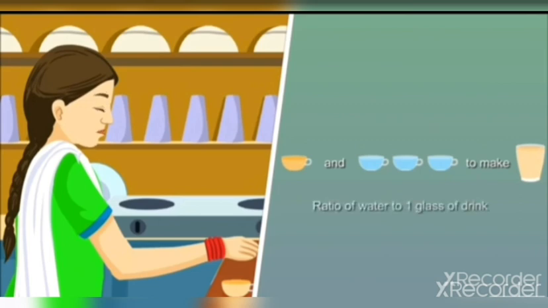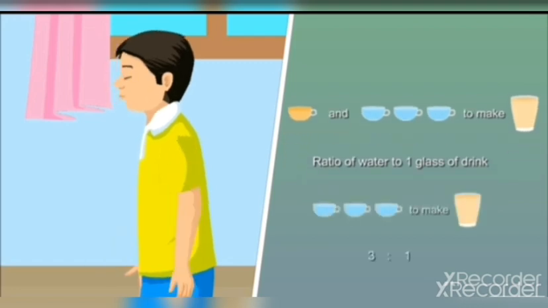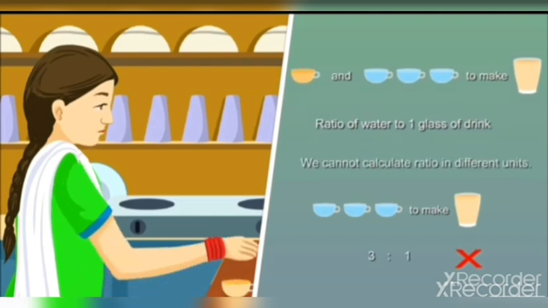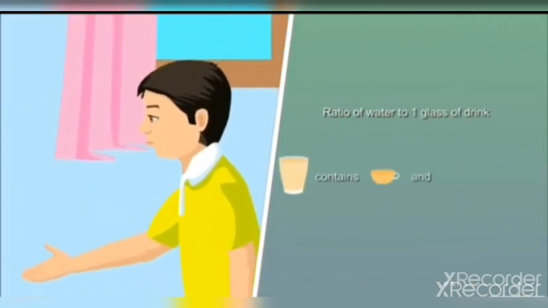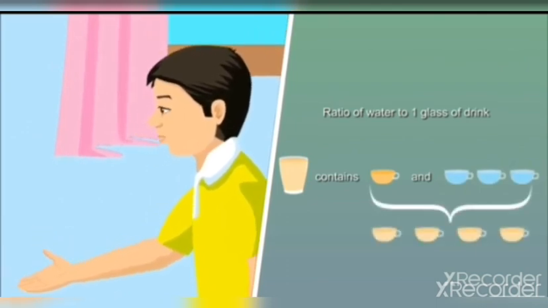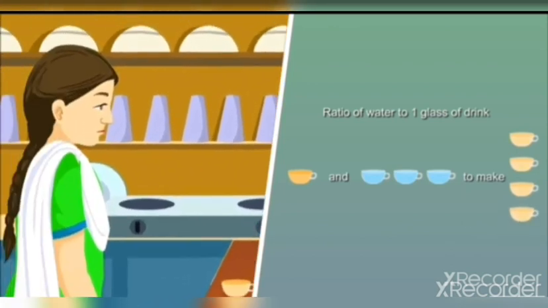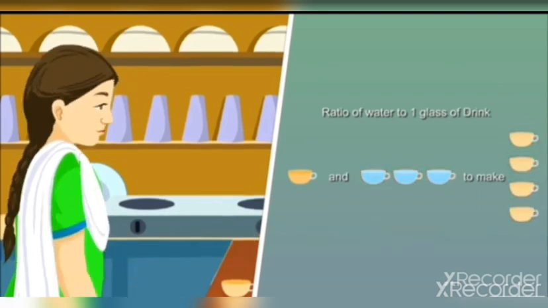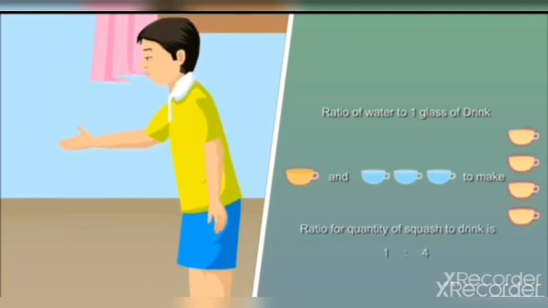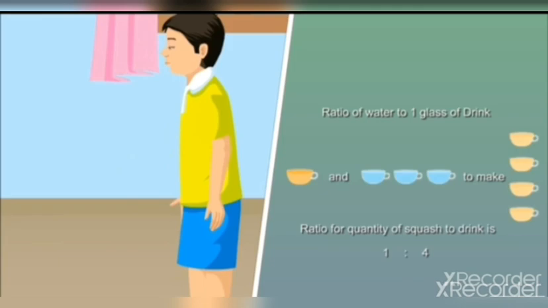For this, can you write the ratio of water to 1 glass of drink made? I think it is 3:1. No, Vinay, we can't calculate ratio in different units. Here, the unit for water is 3 cups. Then we have to use the same unit for the drink also. 1 glass of drink contains 1 cup of squash and 3 cups of water. That is, 4 cups are poured into 1 glass to make 1 drink. Yes, that is why the ratio of quantity of water to drink is 3:4. And for quantity of squash to drink, it becomes 1:4. So, while writing ratios, first we have to convert different quantities in the same unit.